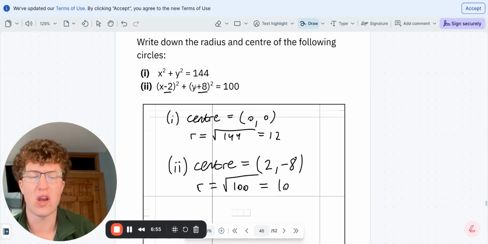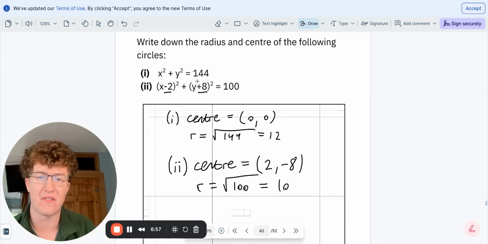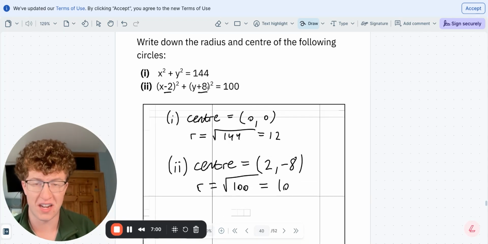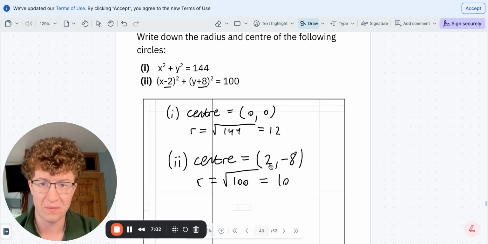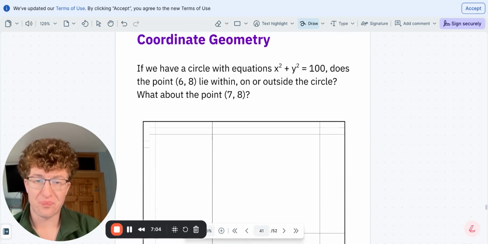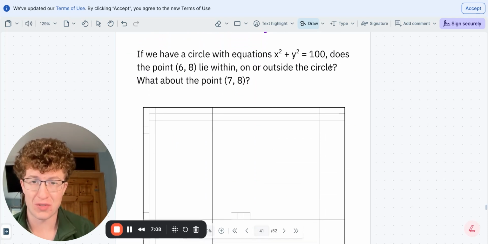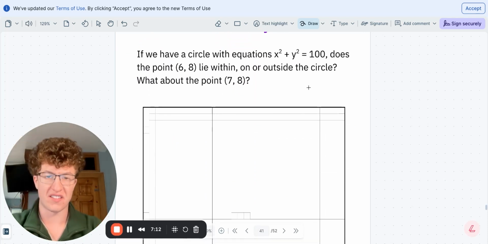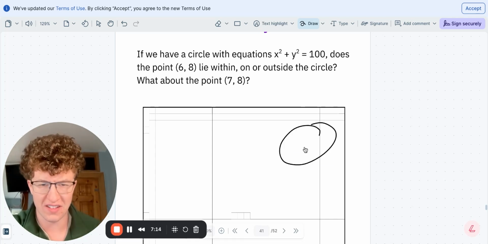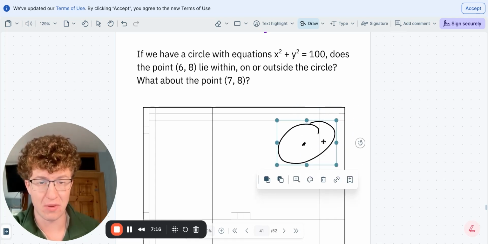Easy enough. All you have to remember here is the center. If it looks like this, you take the opposite sign of what's in the bracket. And that's the center. Then we have a circle with equation x squared plus y squared equals 100. Does the point 6, 8 lie within, on, or outside the circle? So basically, we have a circle like this. And the radius, obviously, if we just look at the equation, the radius is going to be 10.